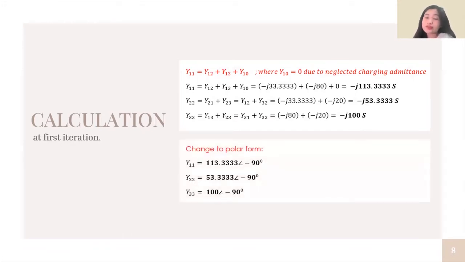So with that, we have to change these values into polar form. That's shift 2, 3 on our calculators if you are in mode 2, or complex form. The values of our y11, y22, and y33 respectively are 113.3333 at an angle of negative 90, 53.3333 at an angle of negative 90 as well, and our y33 is 100 at an angle of negative 90.